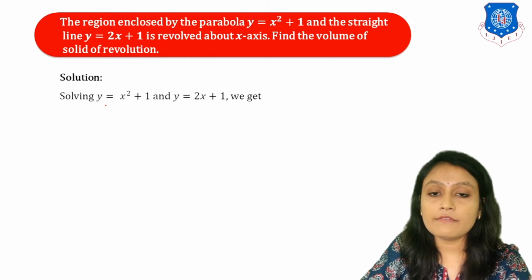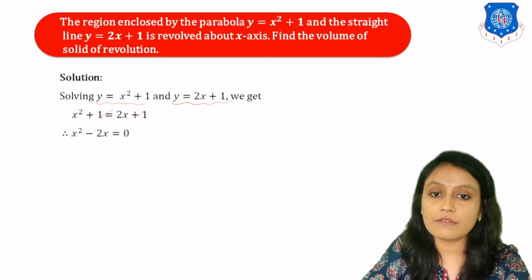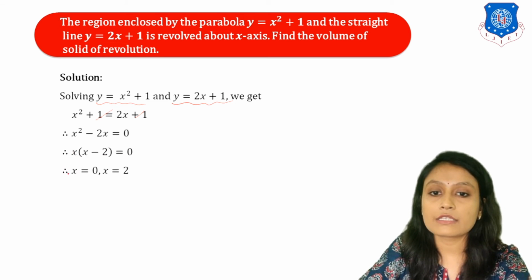Firstly we will find the intersection points. The curves are given, that is y equals x square plus 1 and y equals 2x plus 1. So we will compare them. So x square plus 1 equals 2x plus 1. The 1 will get cancelled, and bring this 2x over here. So you will get x square minus 2x equals 0. Take out x common, so x into x minus 2 equals 0, right? So from this you will get the answer of x as 0 and 2.